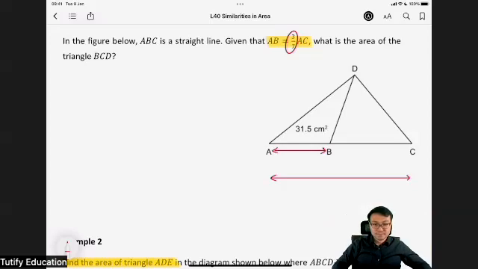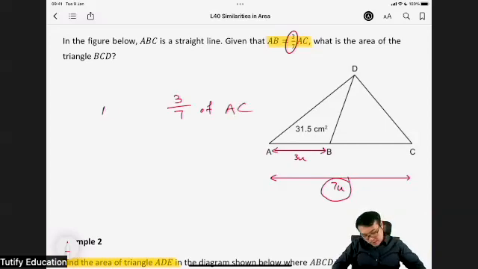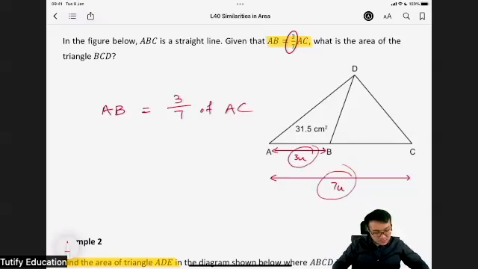AB 3 units, AC 7 units. Well done. Okay, so we say that AC is 7 units and AB is actually 3 out of 7 of AC. So the question is telling us that AB equals 3 out of 7. That means AB must be 3 units and AC must be 7 units.